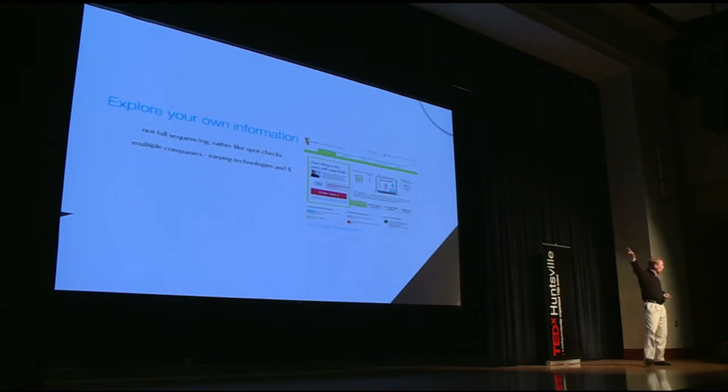You can explore your own information. There are lots of companies out there. I am not going to endorse any specific one of them where you spit in a tube, send it off, and they give you back about 1 million bits of genetic information. This is not sequencing. This is more like spot checking, specific places where we know there's variation.